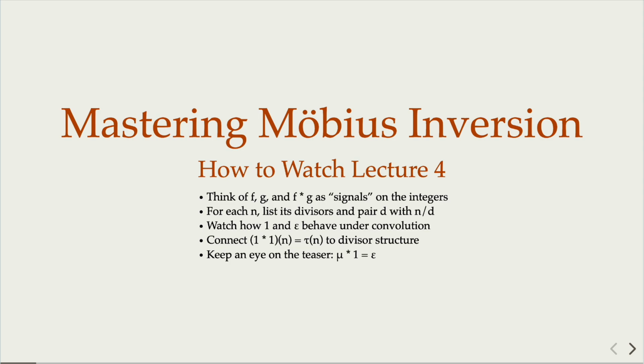How should you watch this lecture? You need to treat Dirichlet convolution like a new kind of product. Instead of multiplying the values at the same n, we combine the values over all divisor pairs, d versus n over d. That's really important here. And we're going to watch how 1 and epsilon, a special function, act on a function under the convolution operation.